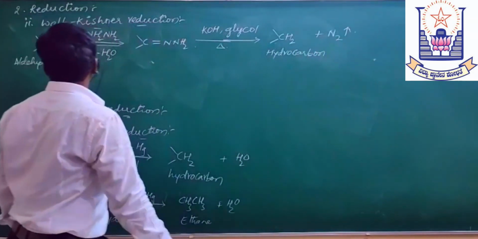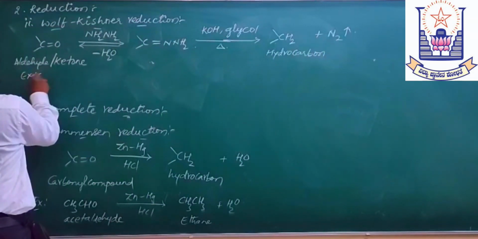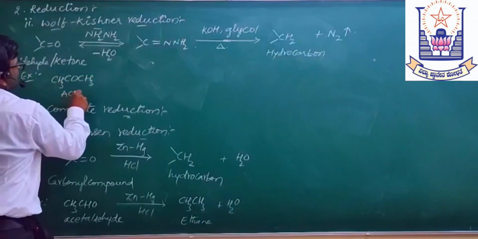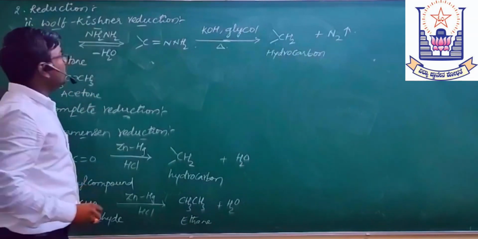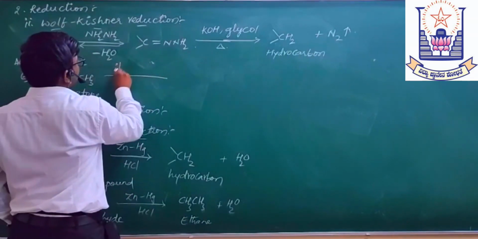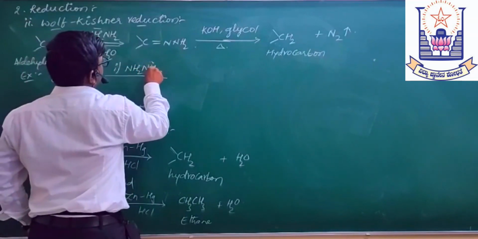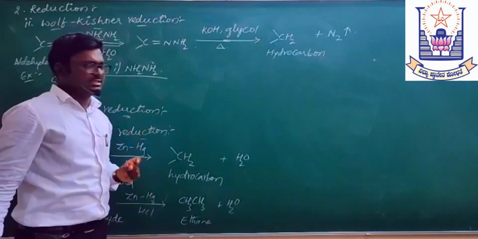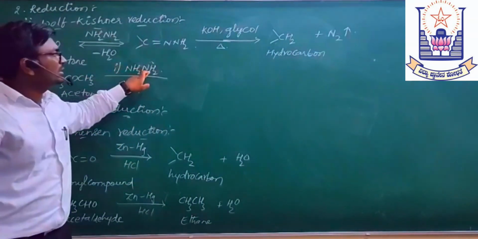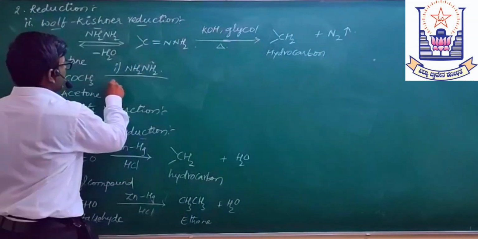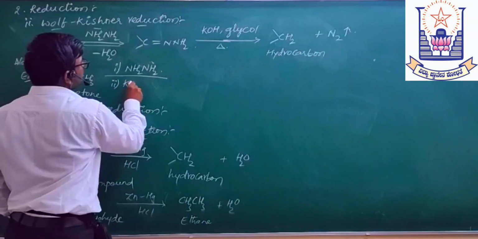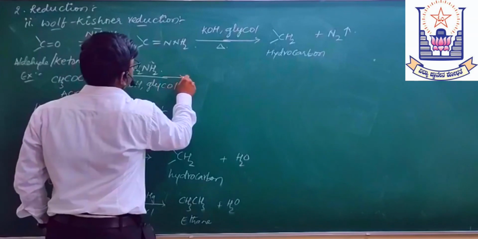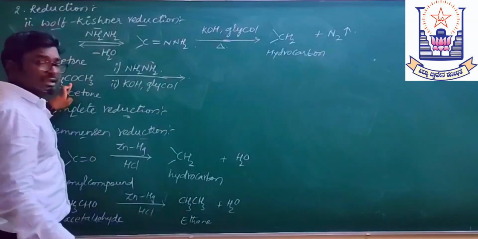Now, take a particular example. Take acetone, CH3COCH3. What is this? This is acetone. When this is treated with hydrazine in the first step, instead of writing so much reaction equation, I will condense it to a simple step. When acetone is treated with hydrazine in the first step, and in the second step you treat this intermediate with KOH in the presence of glycol, you will get a corresponding hydrocarbon.